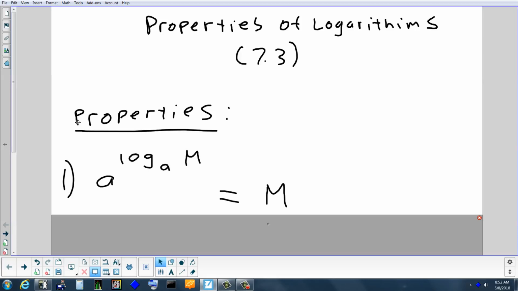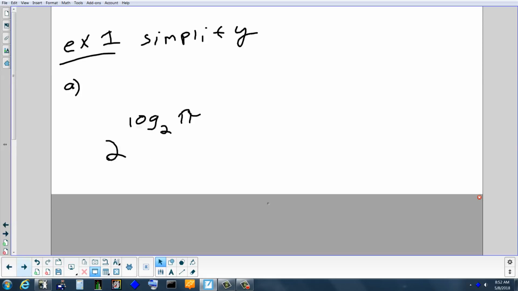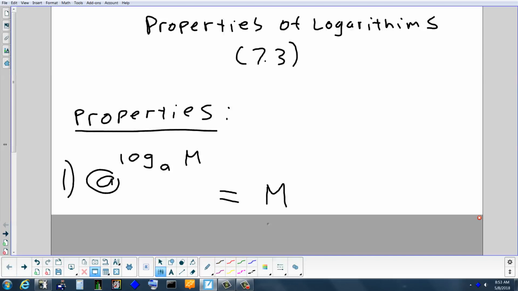An example of something like that would look like this: 2 to the log base 2 of pi. Okay? The key here is that this and that match. This and that match. As long as those two things match, okay, don't do this in your notes because you need to see the formula.